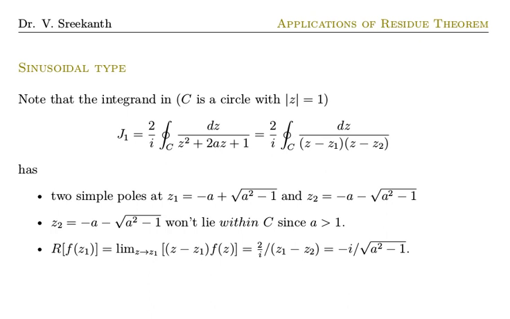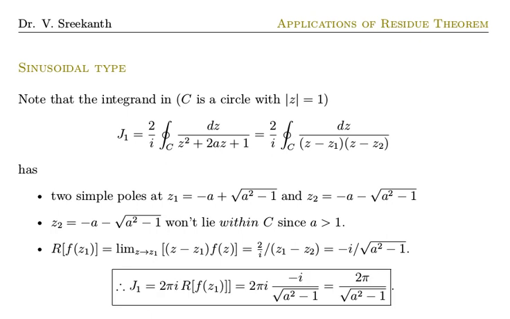And that residue can be easily calculated because it's a simple pole, with the formula limit z goes to z1, z minus z1 into f of z, which can be easily cast in this form, and that we will get as minus i by root of a square minus 1. Okay, now we know all the things. We can directly apply Cauchy's residue theorem, and then what we get is J1 is equal to 2 pi i times the residue of f of z, that is, 2 pi i times minus i by root of a square minus 1. So that is the answer we are getting.